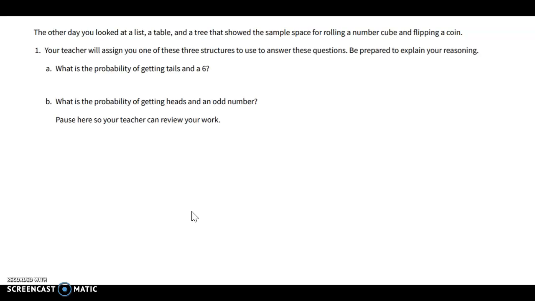So in this first question, it says that I'm going to assign you 1. However, I'm assigning you all 3 just because we are working at home and you really need to see all 3. So in the first one, what is the probability of getting a tails and a 6?